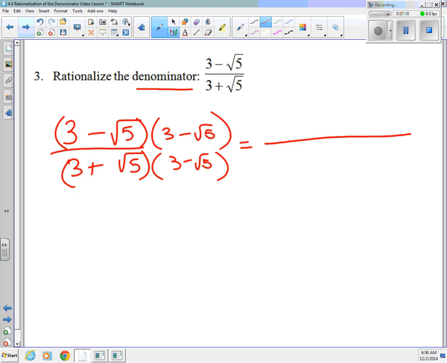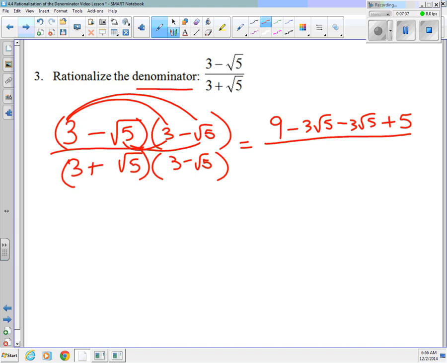Anyway, I digress here. So 3 times 3 is 9. 3 times negative radical 5 is negative 3 radical 5. Negative 5 times 3 is another negative 3 radical 5. These will not cancel, I hope you notice. And negative radical 5 times negative radical 5 is positive radical 25, or just 5. So you just got to be careful with your signs and such. On the bottom, I'm going to go through this quickly because I see the cancellation. We have the conjugates. 3 times 3 is 9. Radical 5 times negative radical 5 is minus radical 25, which is just 5.